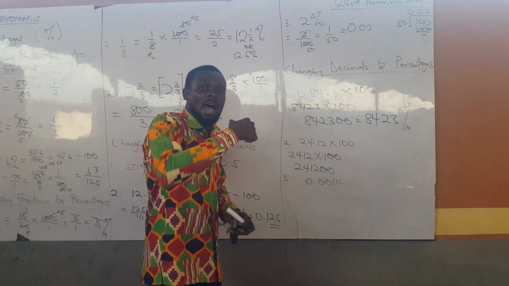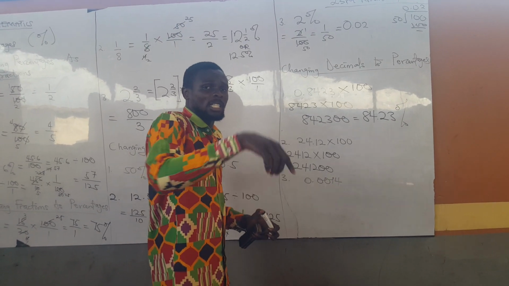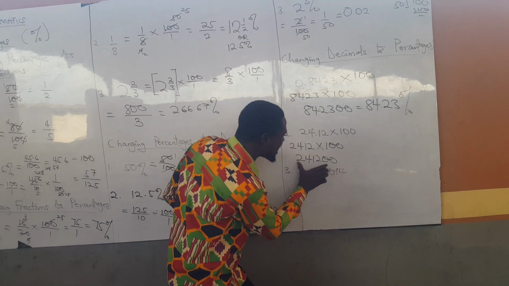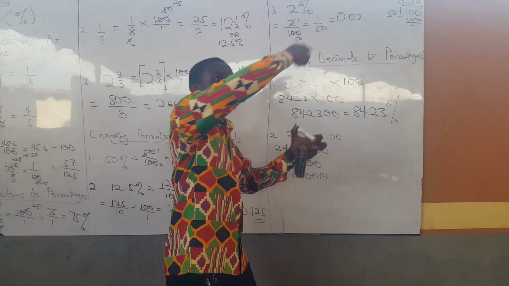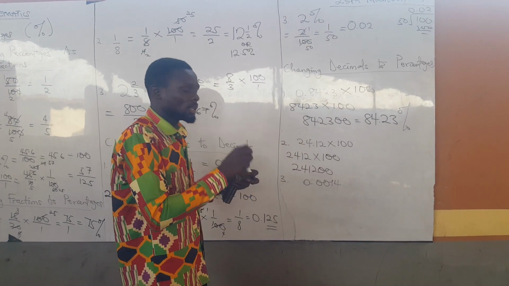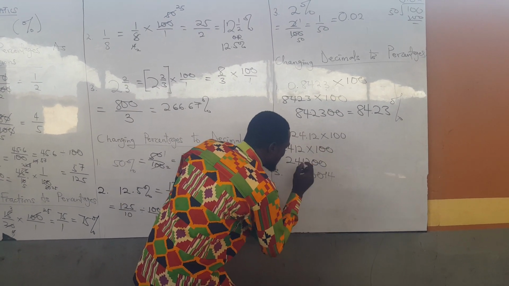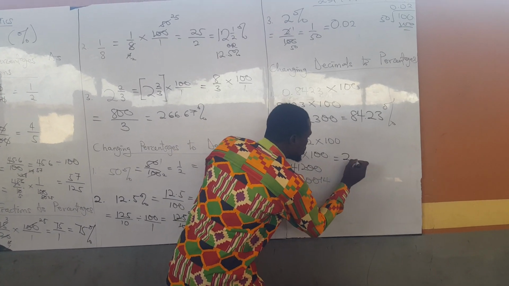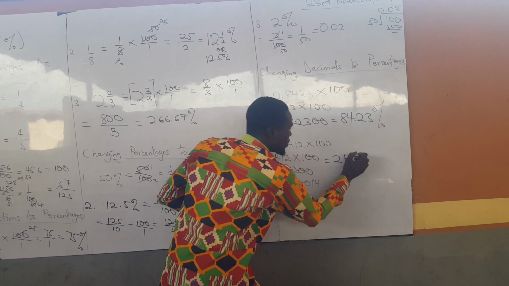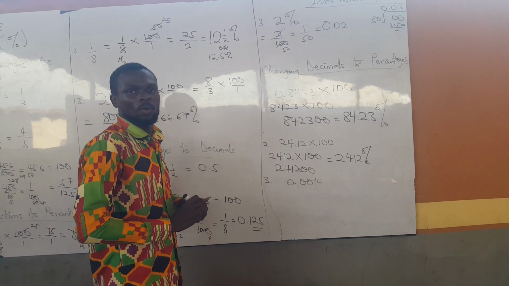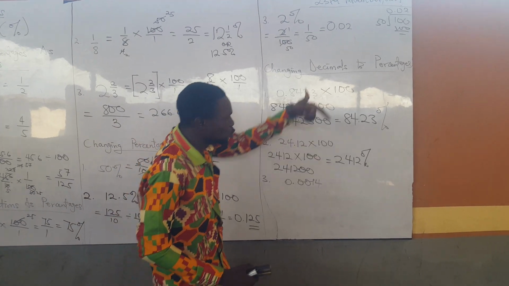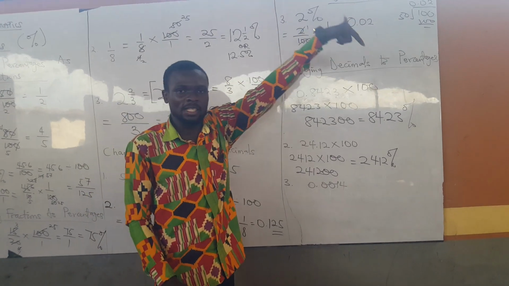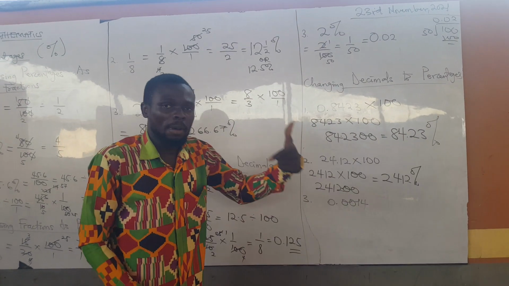So ask yourself, how many numbers were after the decimal point before taking it off? 2 numbers, which are this and this. So your final answer too, you have to make sure that after 2 numbers, there should be a decimal point. So after 2 numbers, 1, 2, my decimal point will be here. So the final answer is going to give us 2,412. You have to bring your percent. Why? Because you are changing it into percentage. So anytime you change decimals into percentage, you just multiply it by 100.